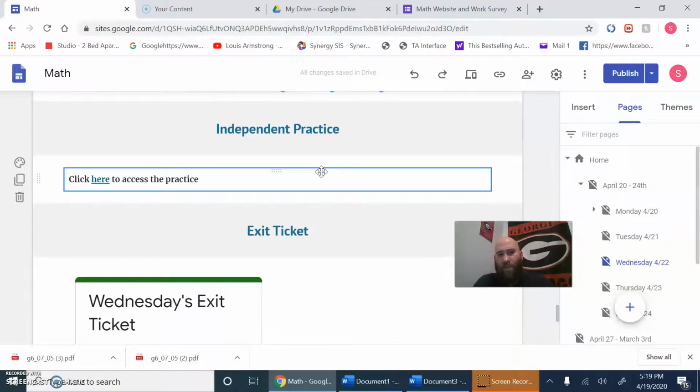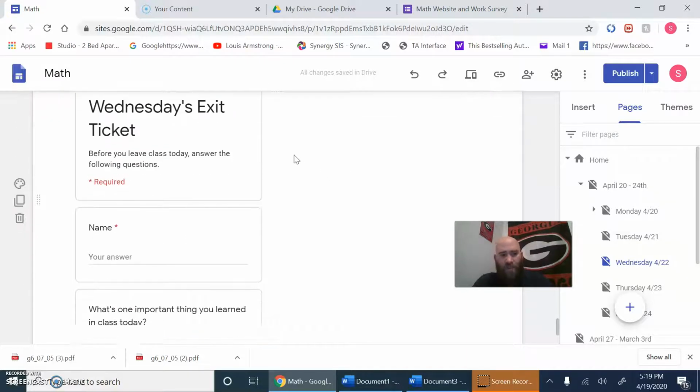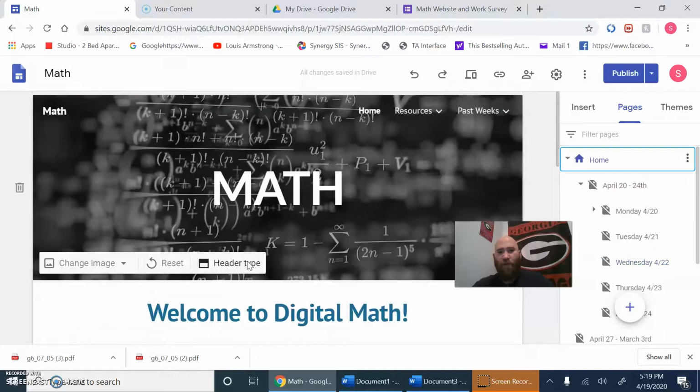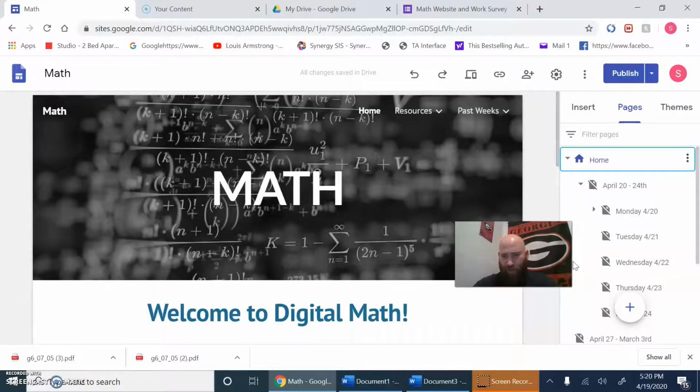Independent practice, all right, this is what I look at. Once again, this is where I look and see where we're at. And then exit ticket, that just gives me feedback. And so anyway, I just wanted to point out the notes and resources are new.